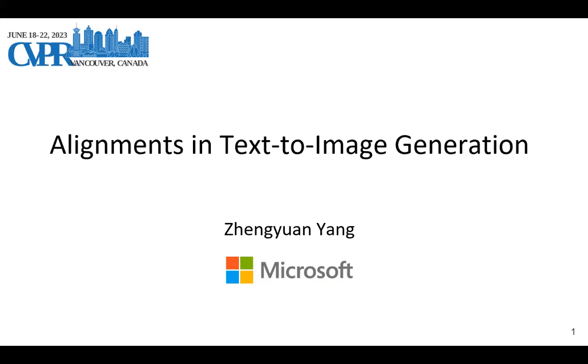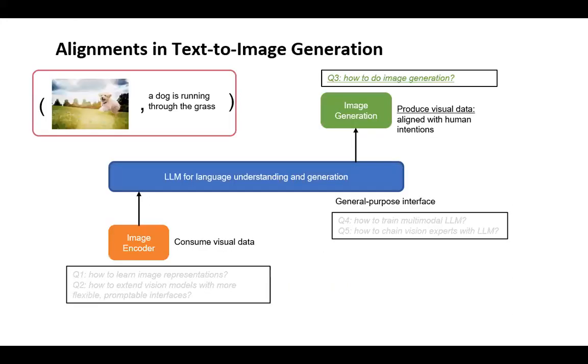Next, I will be talking about text-to-image generation and how we actually produce visual data. Still starting from these previous figures, the previous speakers have talked about the bottom left center, about how we can consume visual data to train vision understanding models that have good image representation, as well as building more universal image understanding models. Next, we will touch a little bit on the inverse direction, seeing how we can go in the inverse direction and produce visual data.